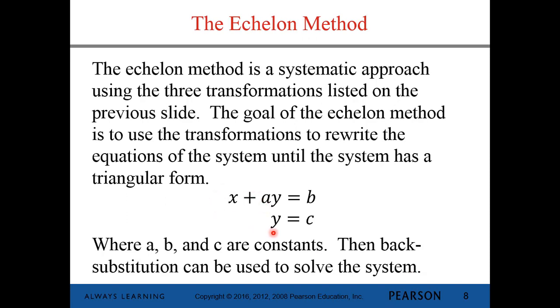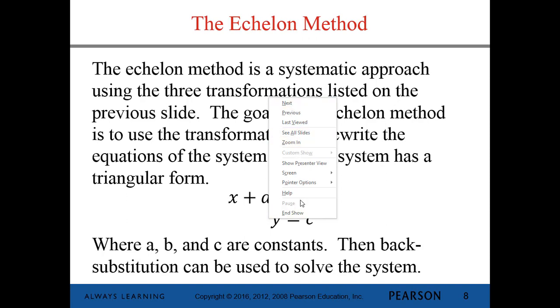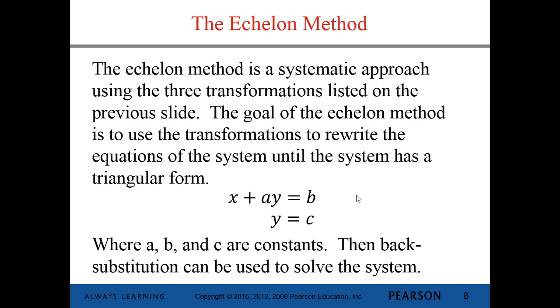A triangular form means that if we look at this part right here, it looks like a triangle, meaning that if we line up these variables, notice that there's no x, and so we end up with a triangular shape. Okay, and why is that easy?